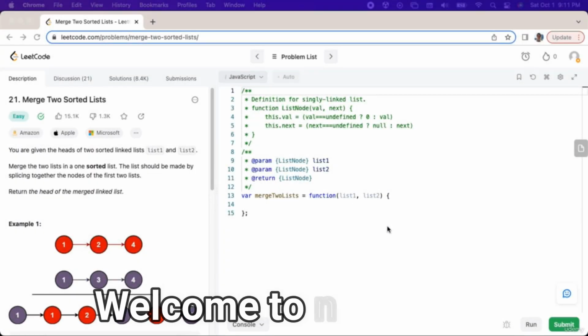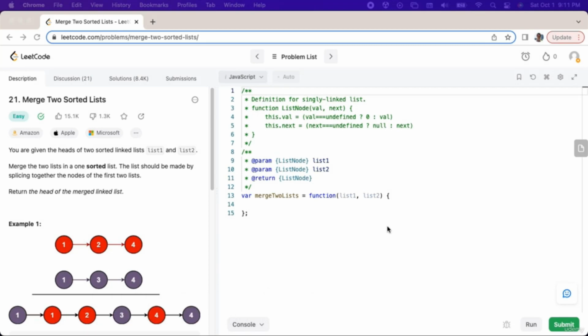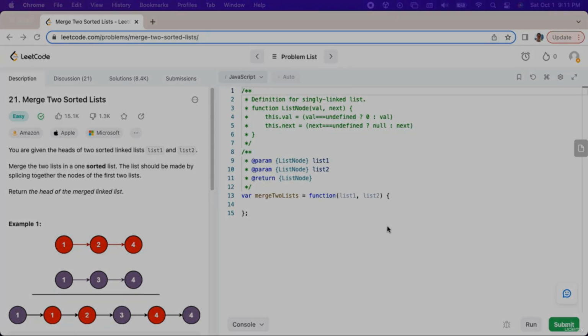In this video, we will look at the merge two sorted lists problem and plan out an algorithm to solve it. The question tells us that we are given the heads of two sorted linked lists, list 1 and list 2. We are asked to merge the two lists into one sorted list. The list should be made by splicing together the nodes of the first two lists, and we are to return the head of the merged linked list.